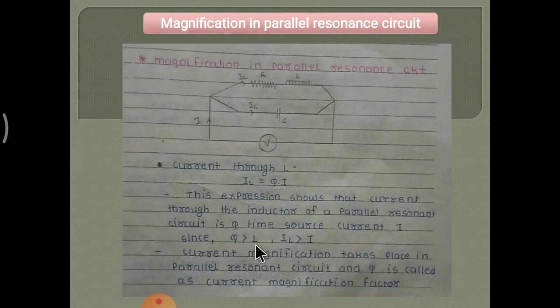When Q is greater than 1 and IL is greater than I, at that condition current magnification takes place in the parallel resonance circuit. Only at that condition is current magnification present in the parallel resonance circuit, and Q is called the current magnification factor.